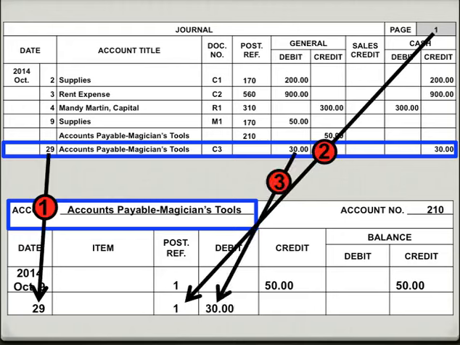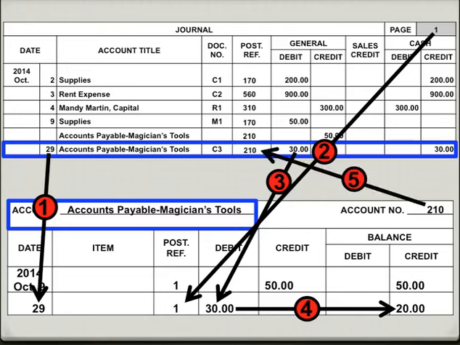Then we balance the account. Because this entry was a debit and the current balance is a credit, we need to subtract. 50 minus 30 equals 20. Because the previous credit balance was bigger than our debit entry, the new balance is still a credit. Finally, we write the account number in the journal. This is always the very last step.